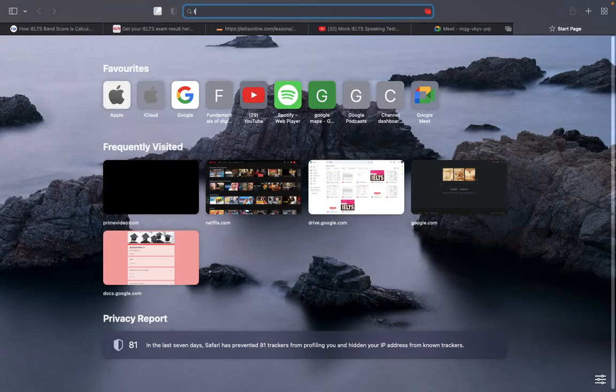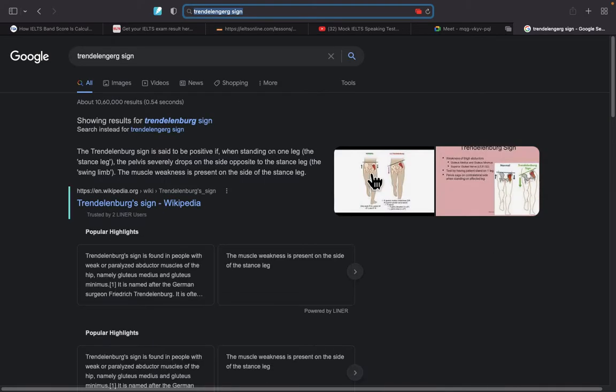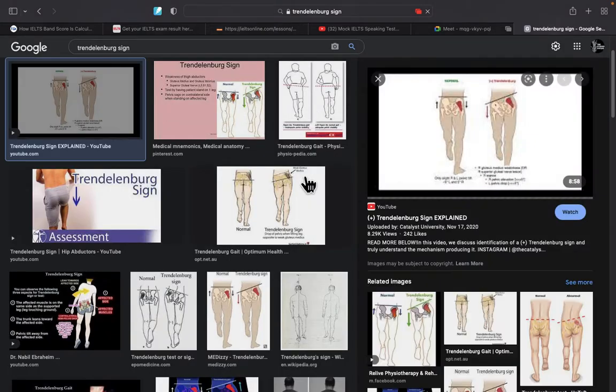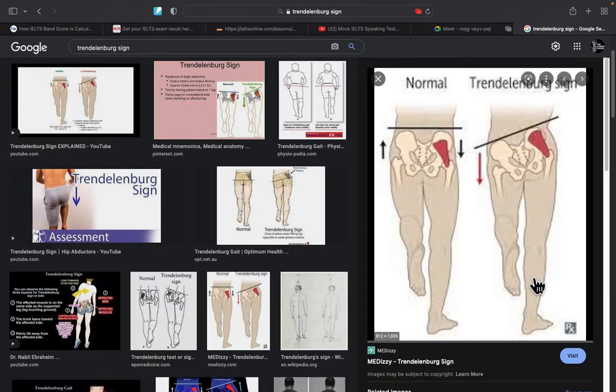Just give me a second. Trendelenburg. Okay, just have a look at the functioning of these structures here. Okay, let's see in this image. Is there a better image? No, let's look at this one. Okay, this is a better image.